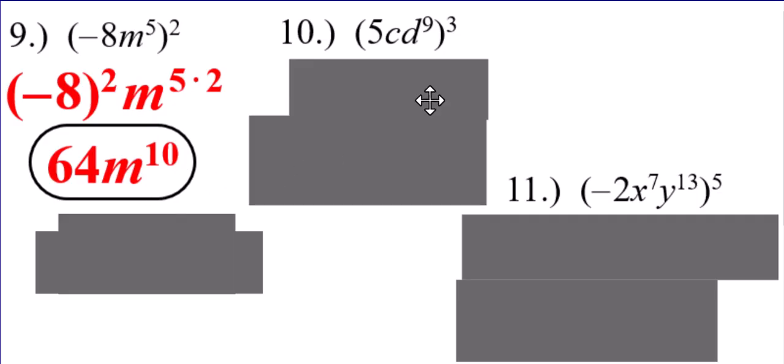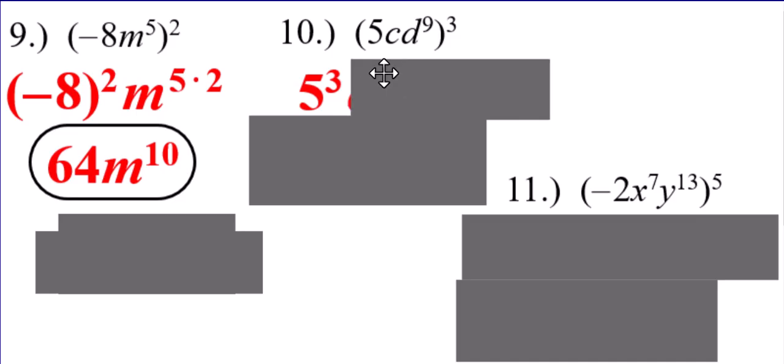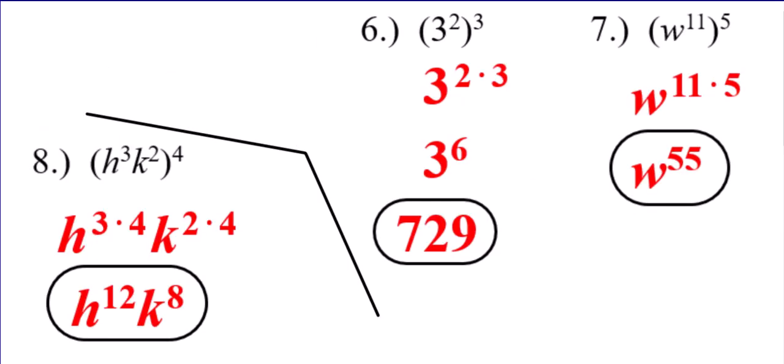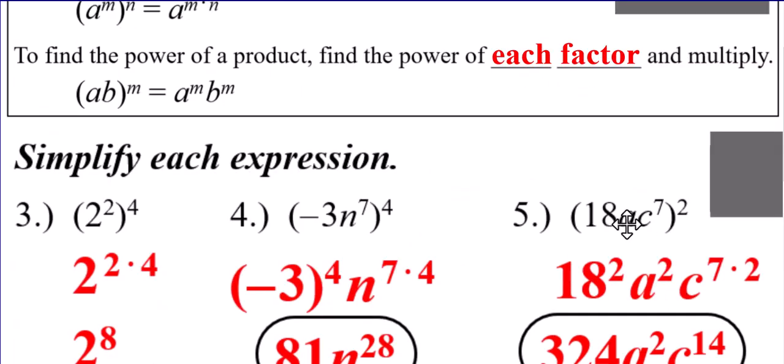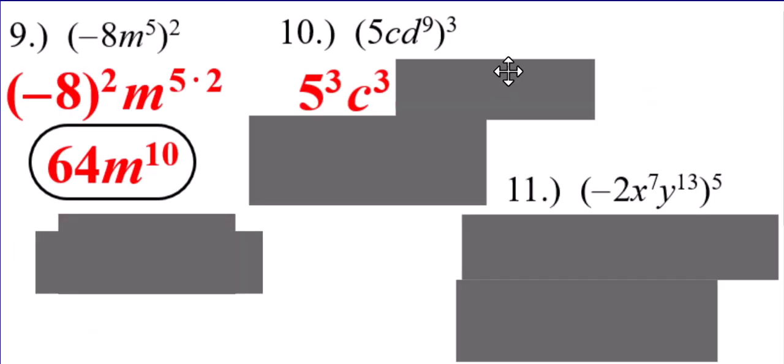64 to the 10th. Problem number 10. The 5 is going to get taken to the 3rd power. The C is going to get taken to the 3rd power. No, that C was never taken to the 9th. Only the D was taken to the 9th, just like I mentioned back when we were talking about problem number 5. Only the C was taken to the 7th on that problem. So back to where I was.